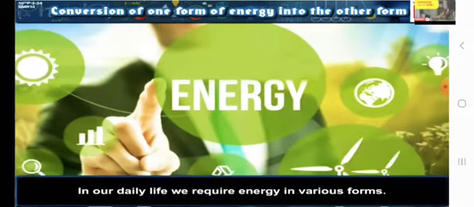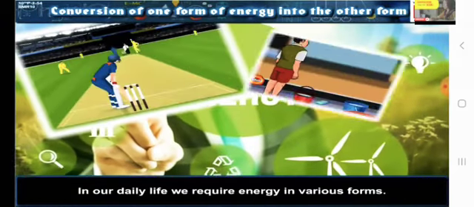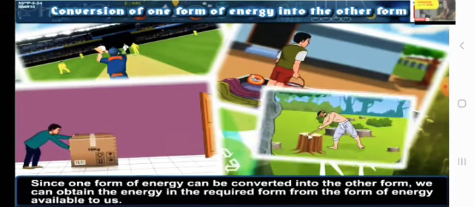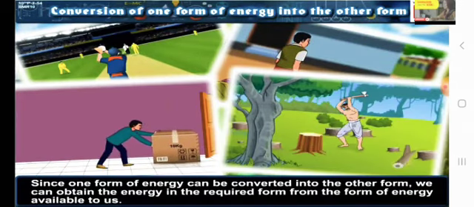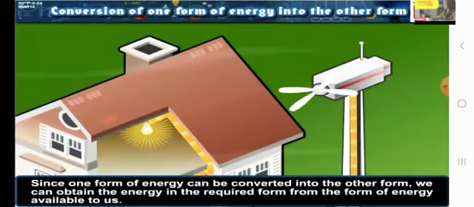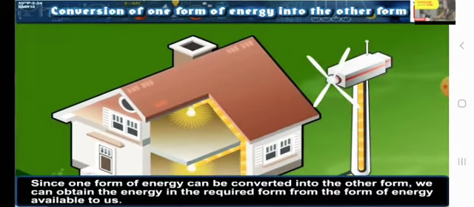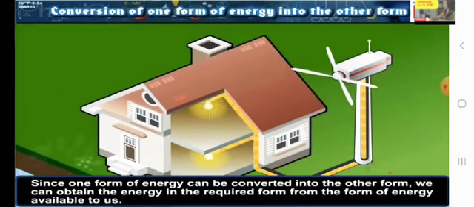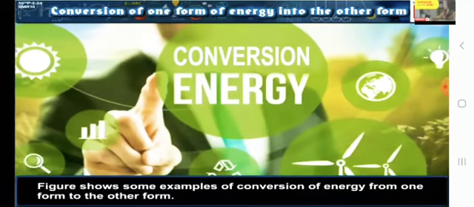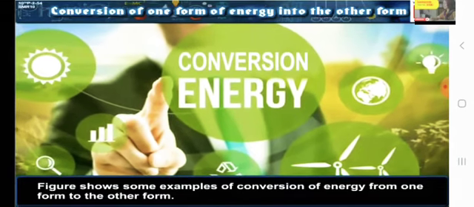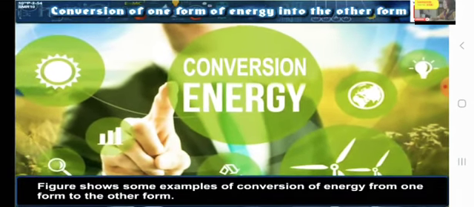Conversion of one form of energy into the other form. In our daily life, we require energy in various forms. Since one form of energy can be converted into the other form, we can obtain the energy in the required form from the form of energy available to us. The figure shows some examples of conversion of energy from one form to the other form.